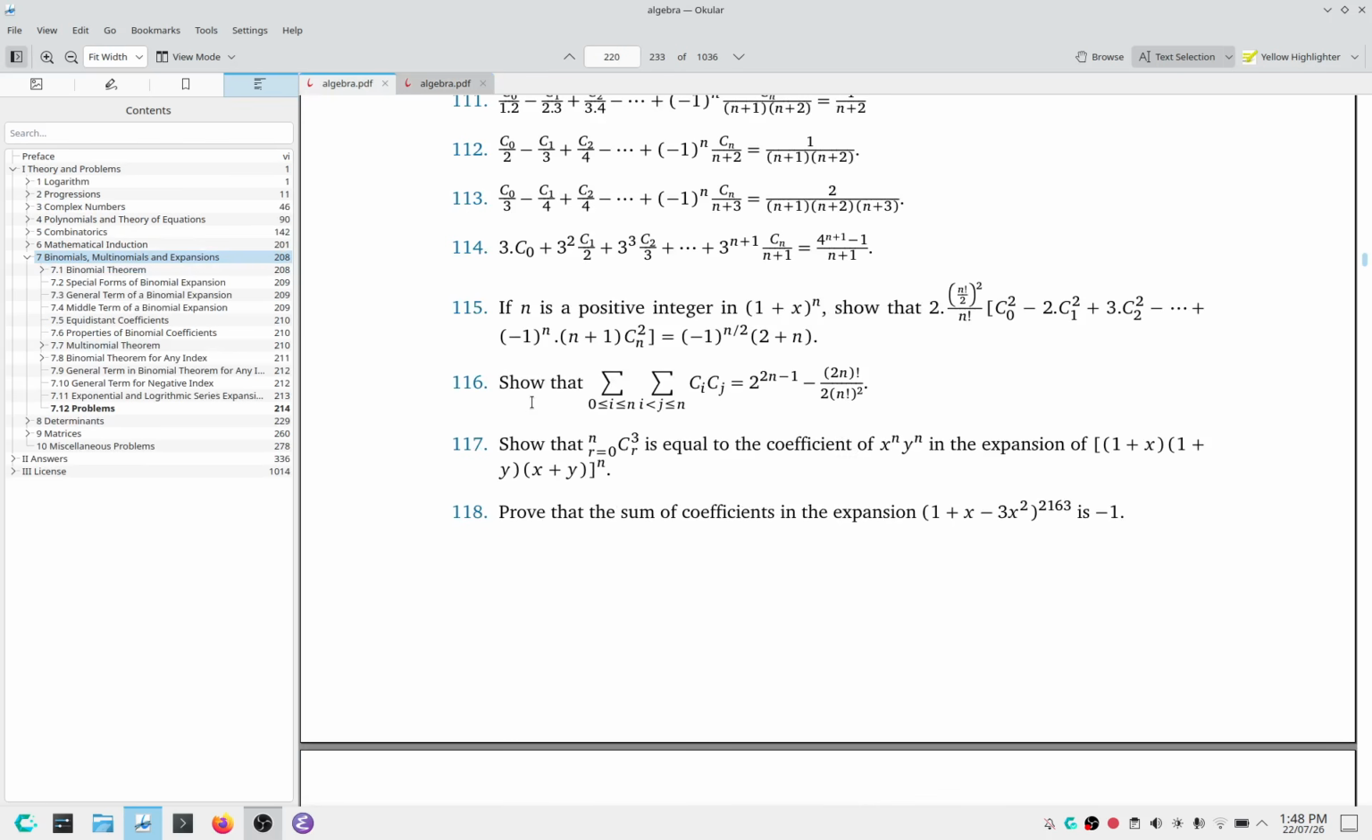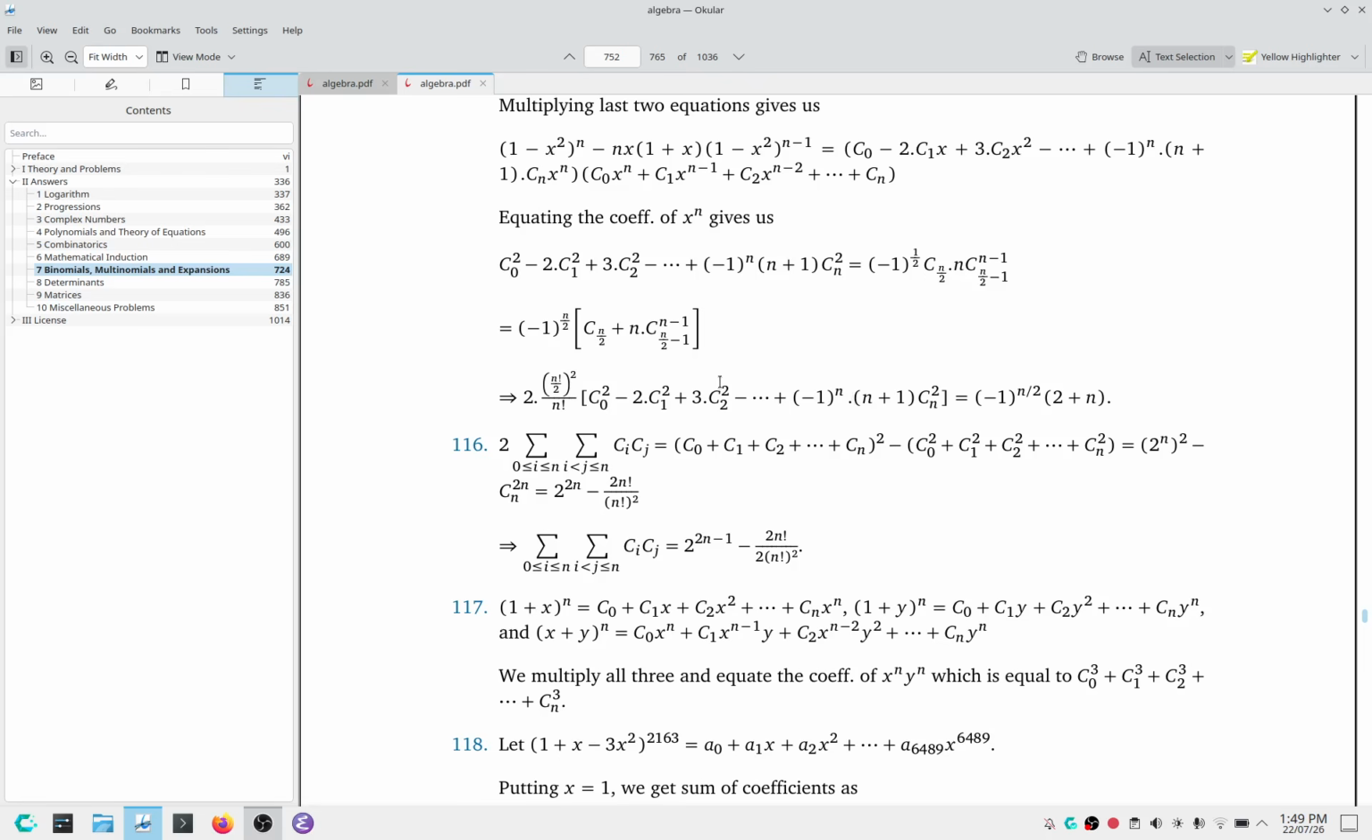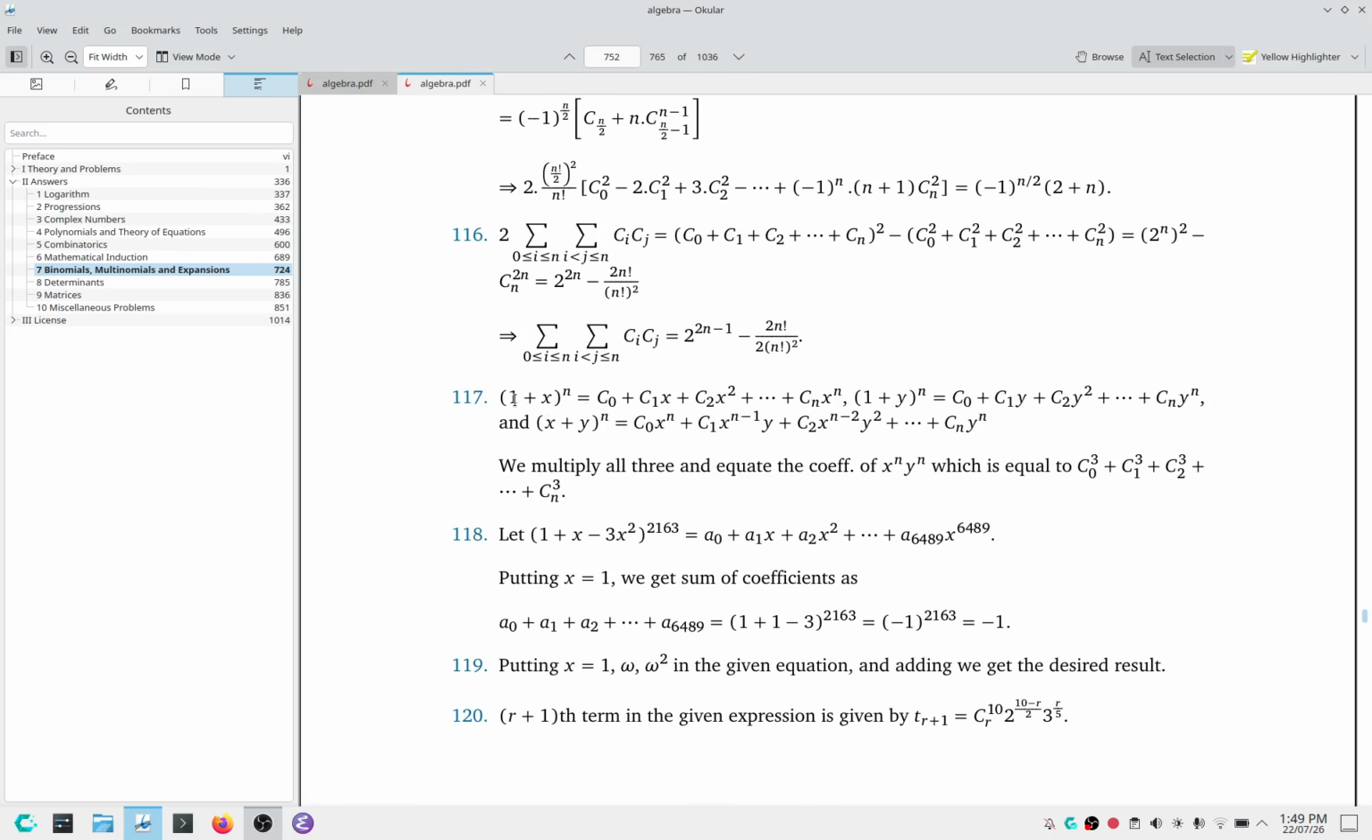Question 116 says: show that the sum over 0 ≤ i < j ≤ n of ci cj is equal to (2^(2n-1) - (2n)!/(2 (n!)^2)). So we have this expression ci cj. This we can write as (c0 + c1 + c2 up to cn) whole square minus (c0^2 + c1^2 + c2^2 and so on up to cn^2).